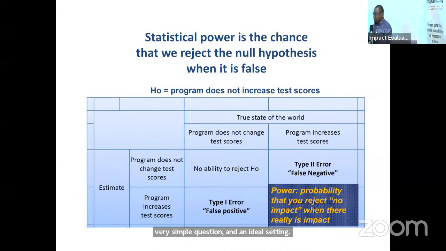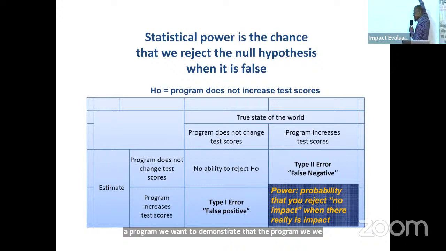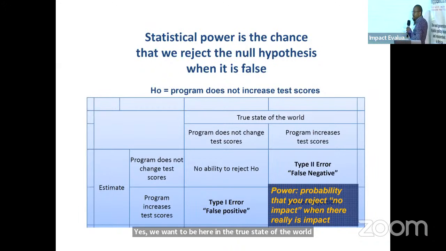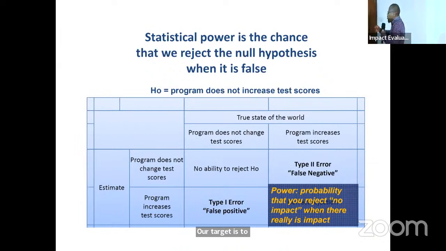In an ideal setting, suppose we don't have type 1. When we are doing a program, we want to demonstrate that the program works; we want to reject the null. Yes? We want to be here in the true state of the world. But we are confronted with this risk of making this mistake. Are we together? Of course, we want to be here as well, but this is only the case when we want to accept the null. Our target is to reject it, because we want to reject the null.